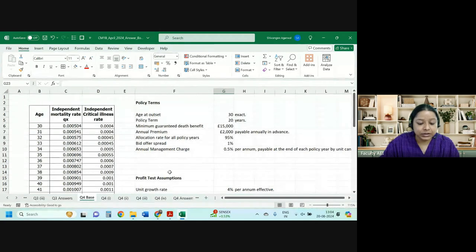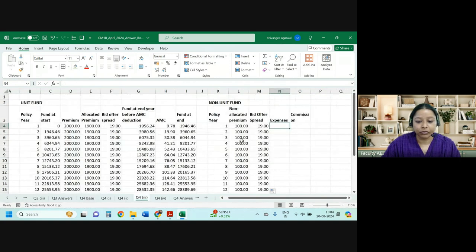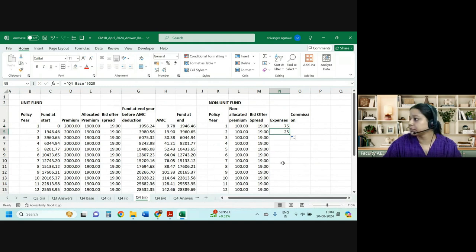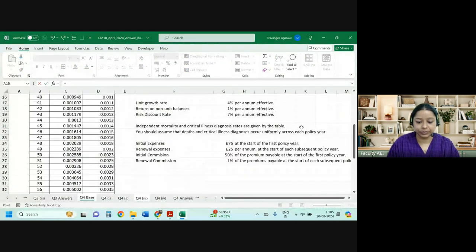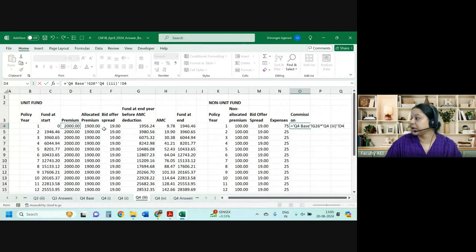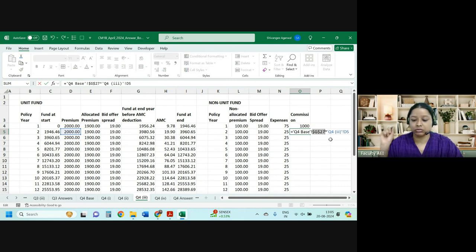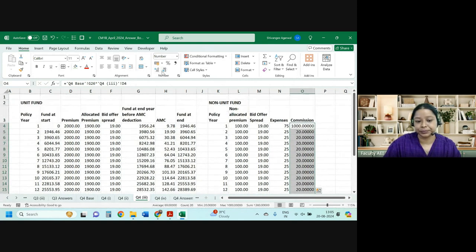Expenses is 75 in year 1, then renewal is 25, so you can just select this, drag for this one, make this absolute and drag. Commission again is 50% of initial premium. Next is this, make this one absolute, the renewal commission amount or the proportion.